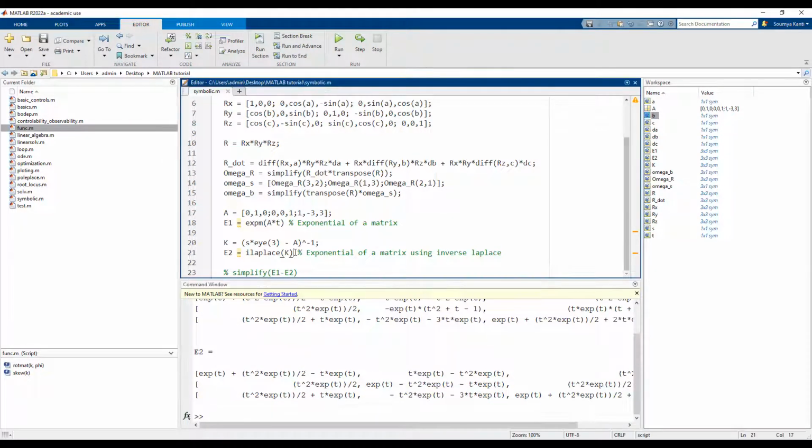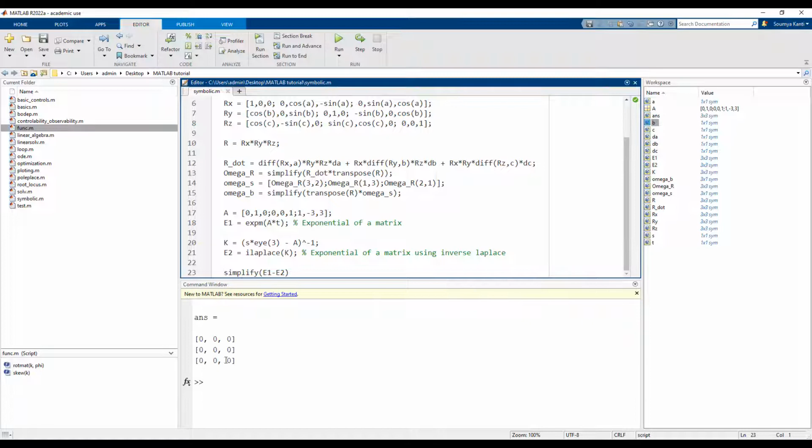So this was a few of the examples, and you can see if I do e1 minus e2 here, you can see that this is 0, 0. So they are exactly the same. So this was a few examples on how to use MATLAB, how to use the symbolic package in MATLAB. Right?